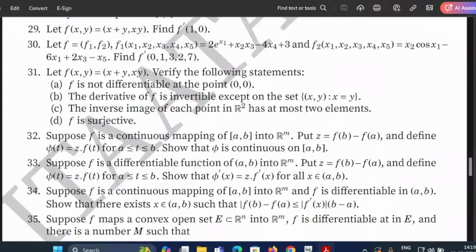Okay. Question number 32. Suppose f is a continuous mapping on [a, b] into Rn. Let z equals f of b minus f of a. Define phi of t as z dot f of t, the inner product of the vector z and f of t, in Rn. Show that phi is a continuous mapping.